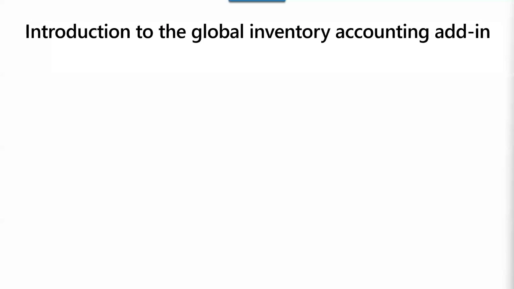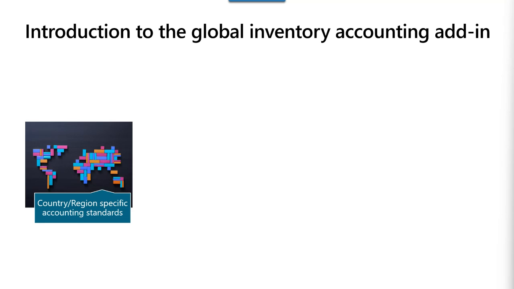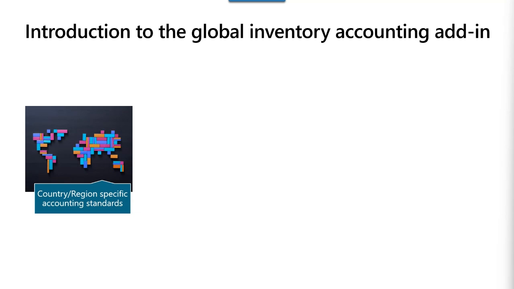You may be wondering what the Global Inventory add-in is for. And in a nutshell, the Global Inventory Accounting add-in is a new feature that's built on the microservice infrastructure in finance and operations that allows organizations to meet multiple inventory and financial reporting requirements. For example, you can use the add-in when you operate in different countries and regions that have different accounting standards.